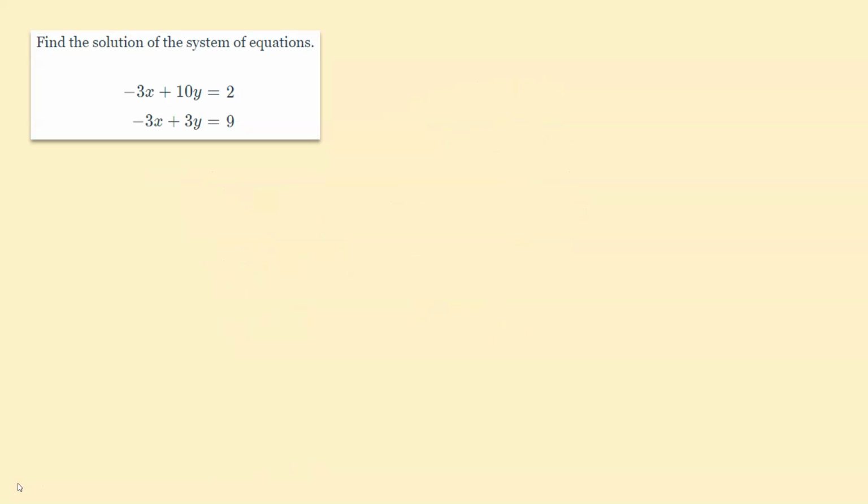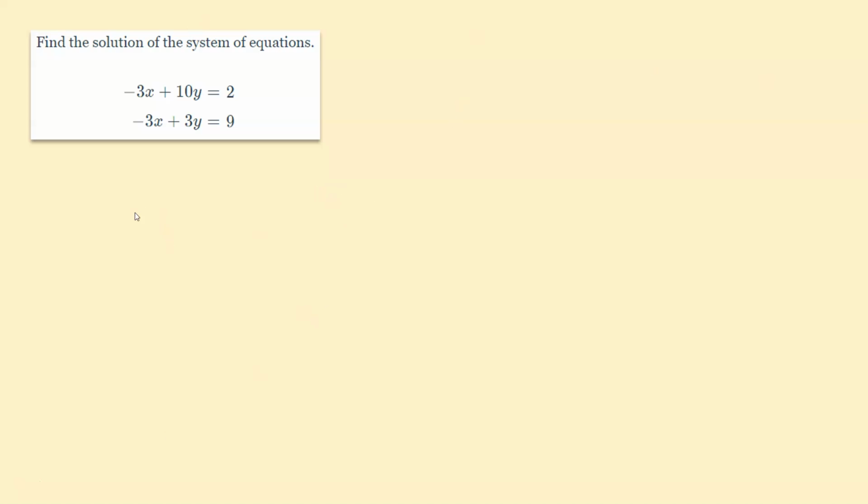All right, here's another example where the first thing we need to do is try to decide what it is we want to eliminate. Now I'm looking at this and I think we want to eliminate x first. We have the same coefficient here. They're both 3, but this time they're the same sign.